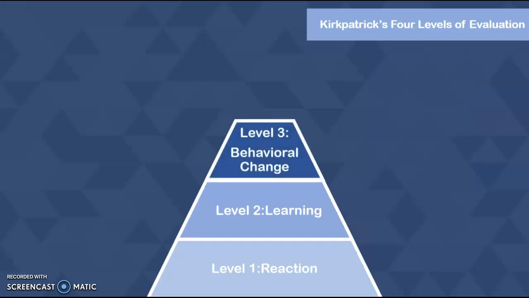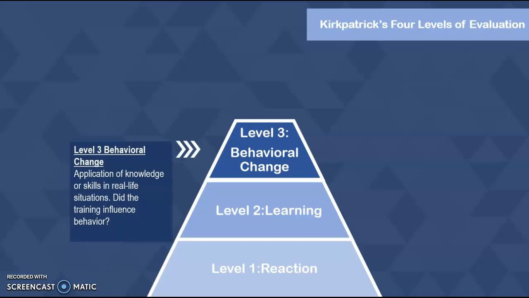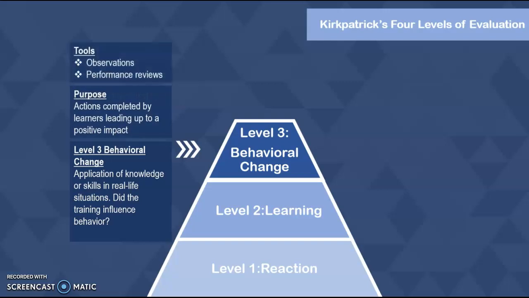The next level of evaluation is Level 3, Behavioral Change. Level 3 analyzes if learners have applied what they have learned from the training in the real world. This level is crucial as it is a step towards a positive impact on the targeted goal. Behavioral change can be examined with observations and performance reviews.